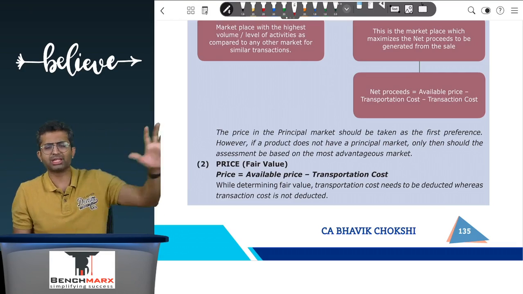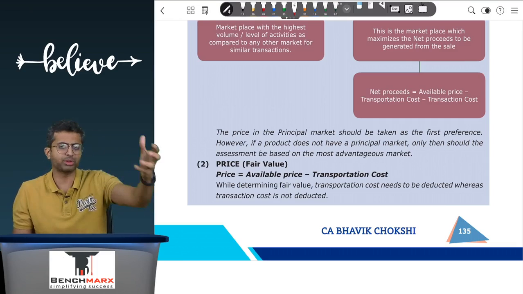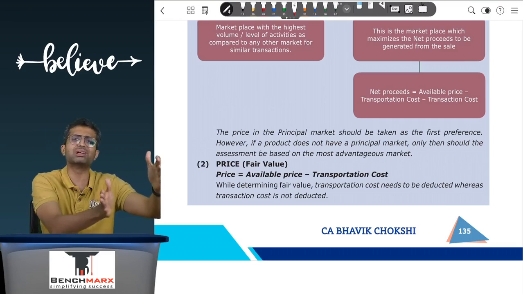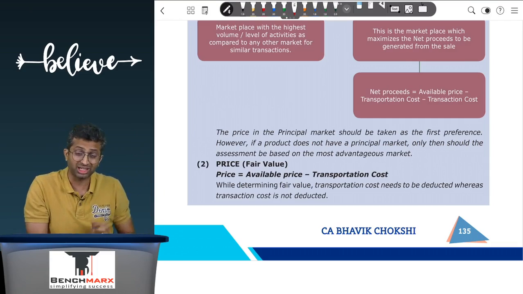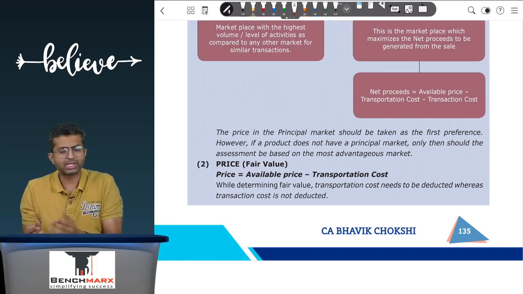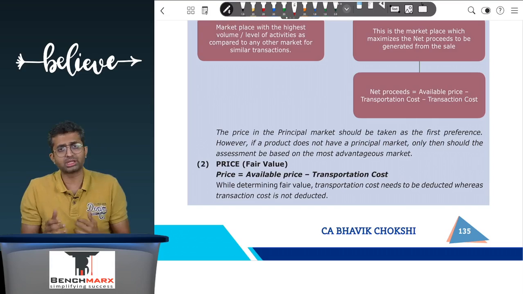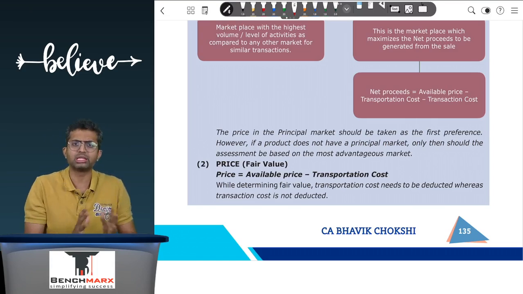So I might be getting, let us say in rupee terms, 1000 rupees on the mango, but I have to spend 300 to take those mangoes to the Dubai market, and hence my fair price would be 1000 minus 300, that is the transportation cost, that is 700.